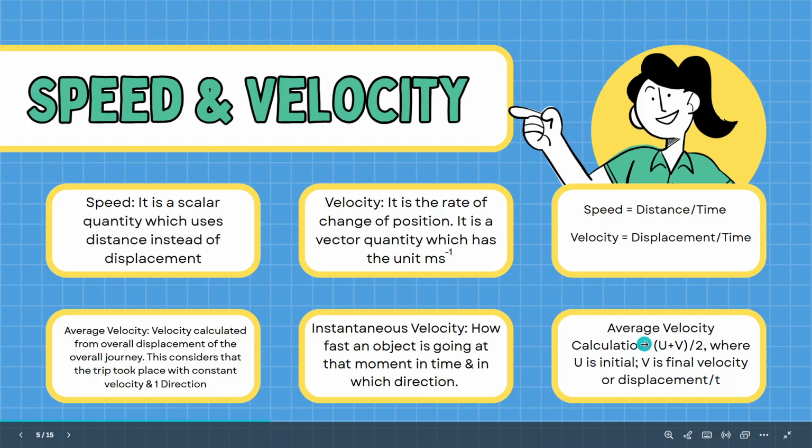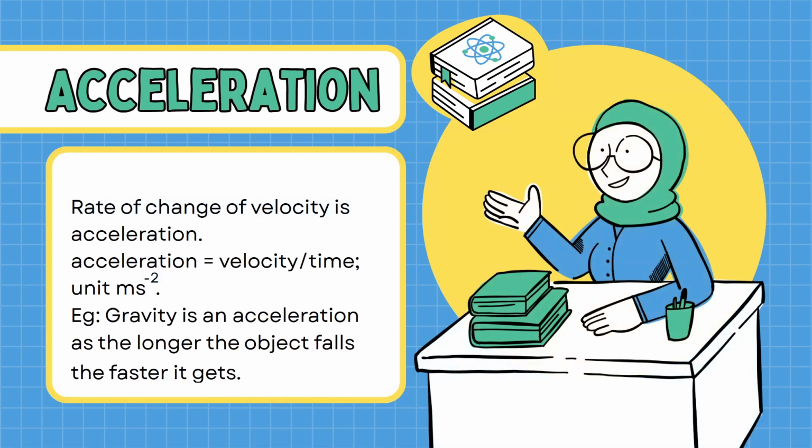So v is equal to s over t. Acceleration. Acceleration is the rate of change of velocity, and it has the unit meter per second squared, so ms^-2 here. So acceleration is basically velocity over time because it's the rate of change of velocity, and rate of change is calculated over time.